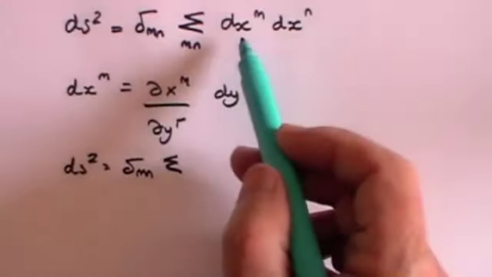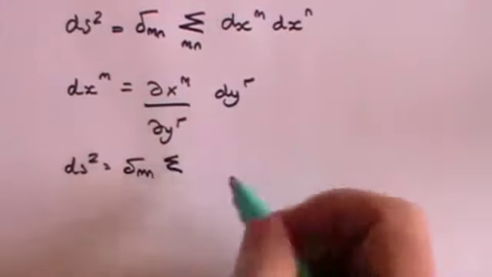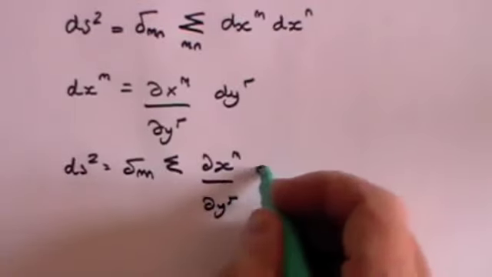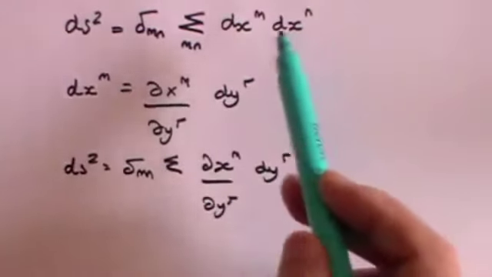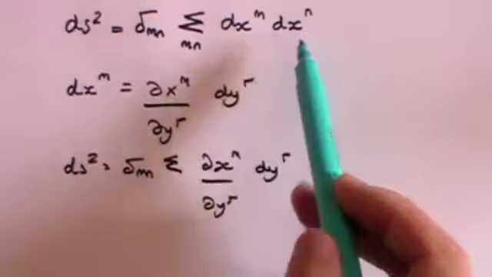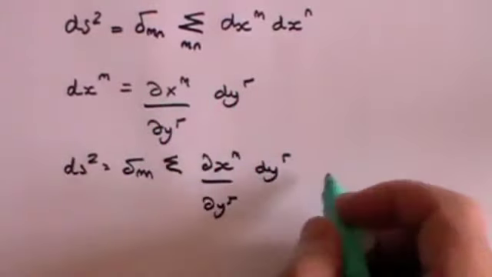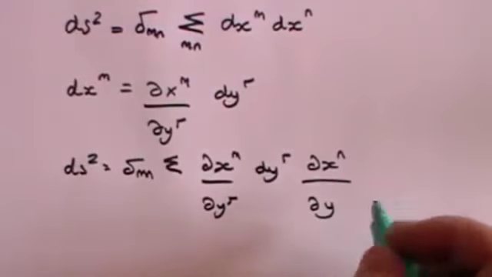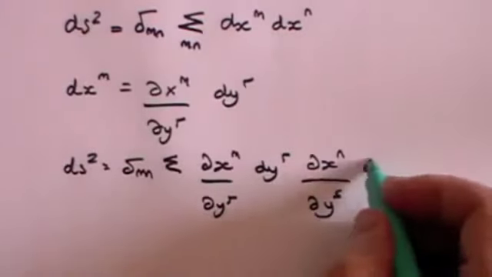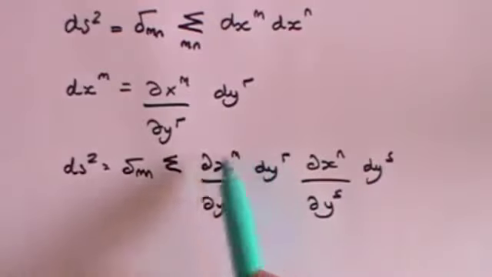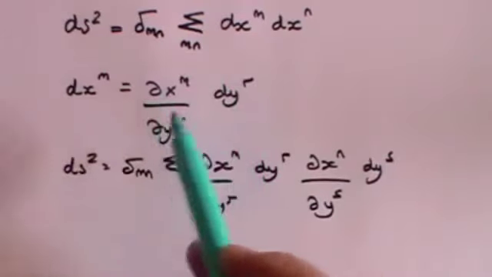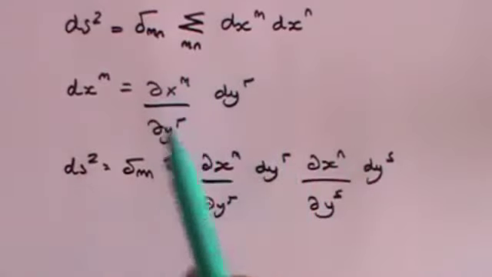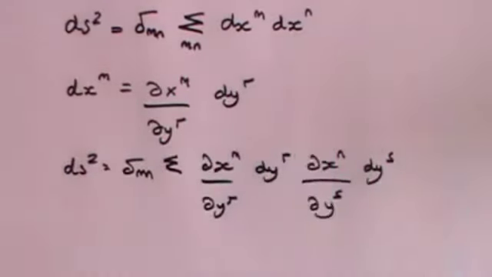And then instead of dxm, I'm going to put this term here, which is dxm by dyr times dyr. And then we're going to multiply by dxn, which I'm going to put the equivalent version here, which is going to be dxn by dys. I now need another summation term, call it s, times dys. So this term is simply this term equals this. This term is this term modified equals this.